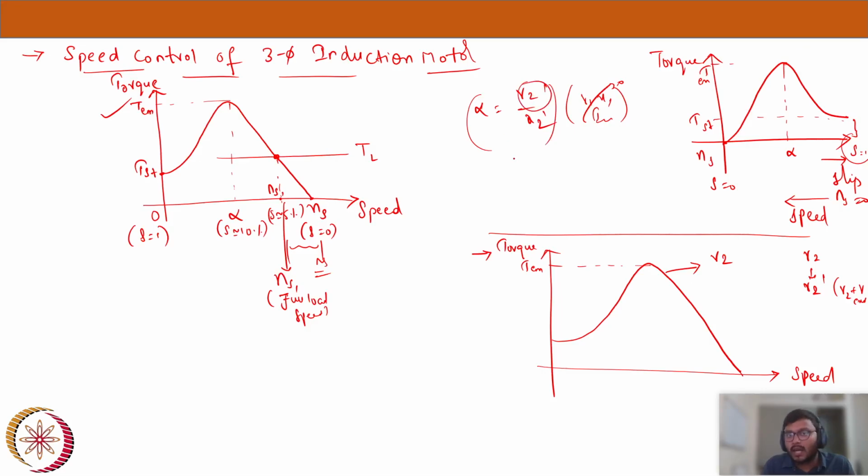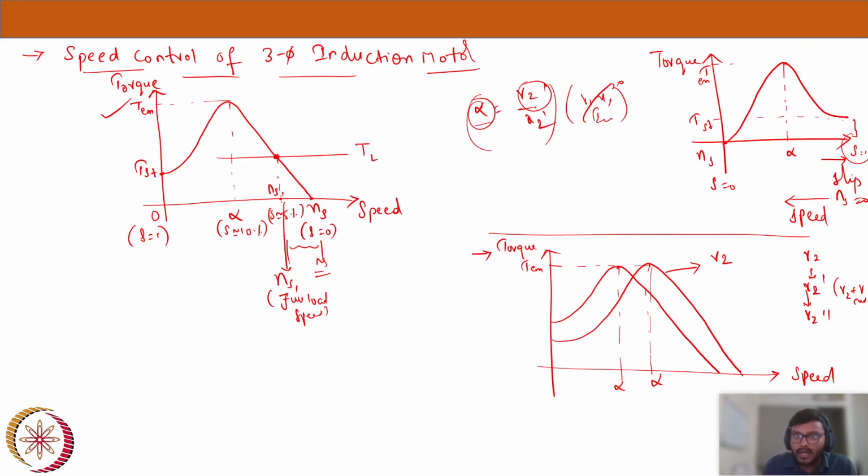Now I have increased the R2 here. If I increase R2, alpha will increase. Initially my alpha is here, now my alpha will be somewhere around here. That's where my maximum torque will occur. Now I will further increase the R2 dash to R2 double dash.